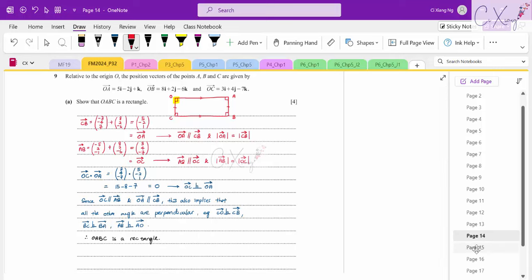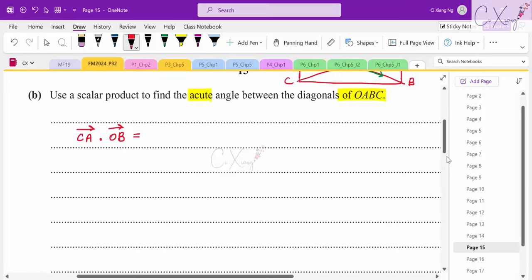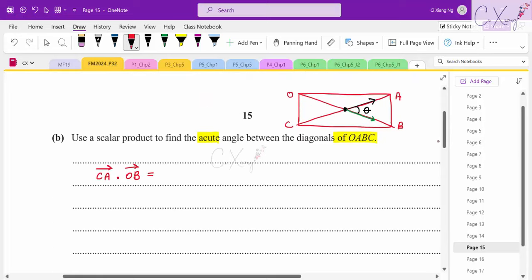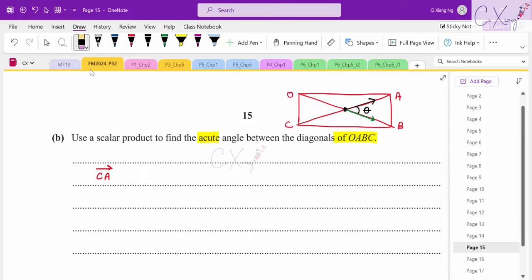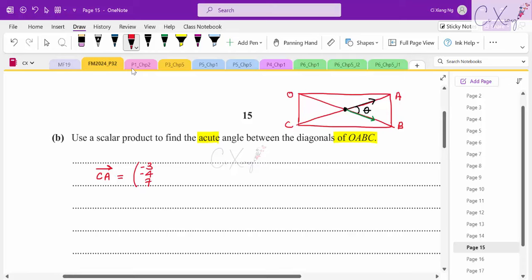Okay, so before I start, let's find out the CA first because I don't have the CA. What is the CA here? Basically, CA means CO plus OA. What is my CO? CO is -3, -4, and also 7. And what is the OA? OA is 5, -2, and also 1. So this is how we find the CA. If I try to find the CA, I will have 2, then -6, and also 8.